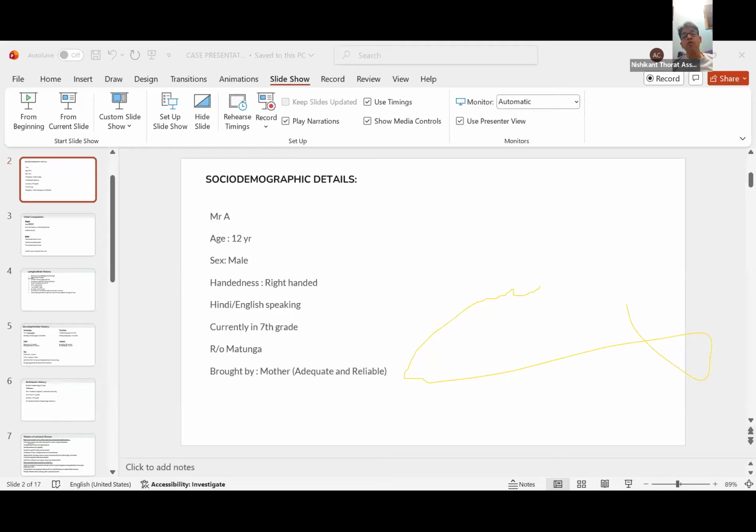So, what are the comorbidities which are associated with ADHD? Not in this case, in general. In general, sir, there could be specific learning disability. There could be depression, anxiety, oppositional defiant disorder, or conduct disorder. There could be psychosis and any substance use history and tics.